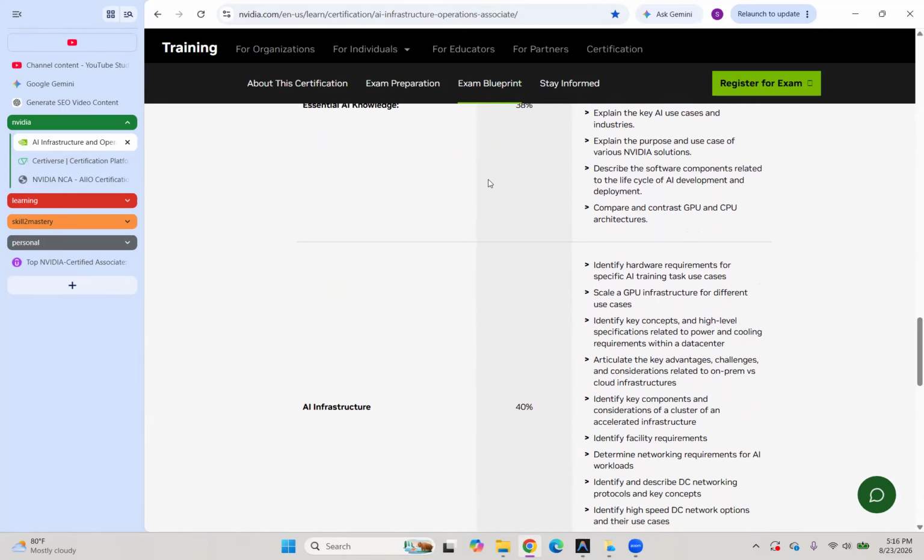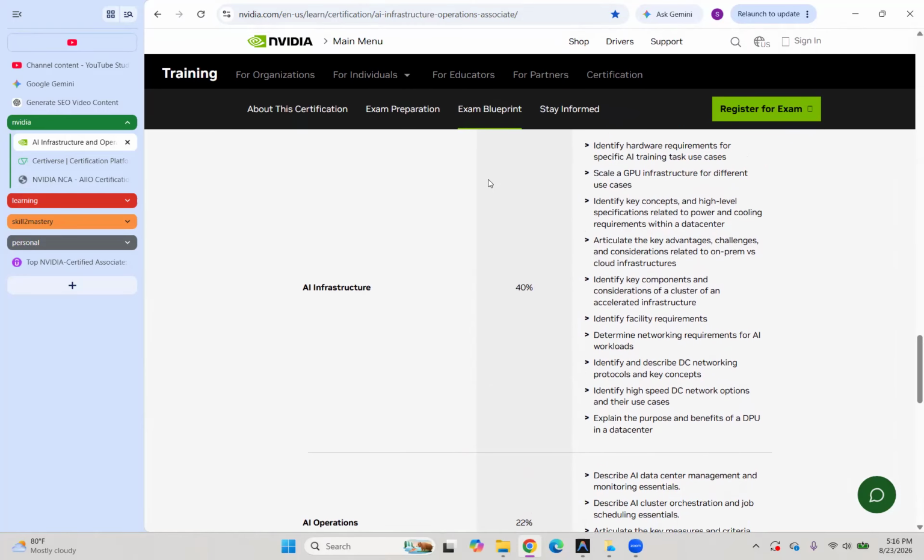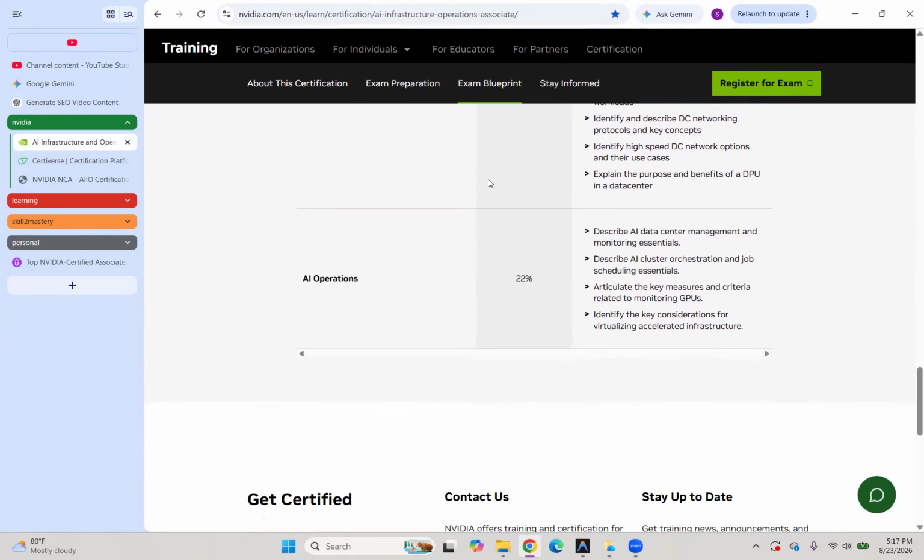The AI infrastructure section is the GPU itself. So different use cases, how it's related to the data center, the power, the cooling, the components, starting from NVLink, RDMA, InfiniBand, and all other infrastructure that surrounds AI infrastructure. And the last one is AI operations. That's the management, the ability to monitor the temperature, the GPU, memory, the capacity, utilization. Those are the three components of the exam. And you can see that AI infrastructure takes 40%, so it really covers a large chunk of the exam. And also, this is what the exam is about.